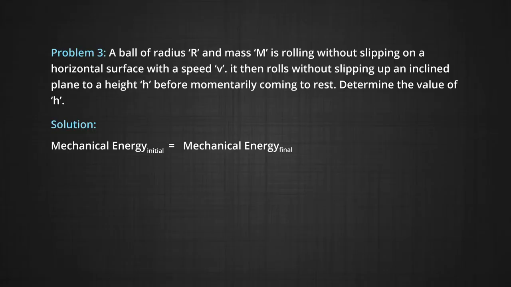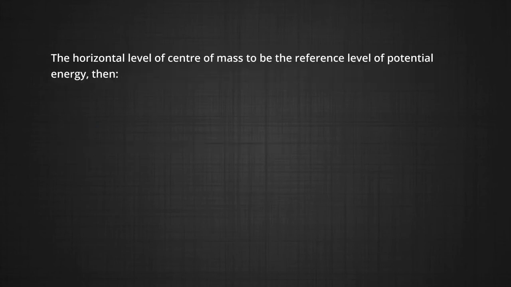Let's solve this problem. As static friction is involved here, which will not do any work, conservation of mechanical energy can be used. Initial mechanical energy will be equal to final mechanical energy. That means initial kinetic energy plus initial potential energy will be equal to final kinetic energy plus final potential energy. Considering the horizontal level of the center of mass to be the reference level for potential energy, we can write initial kinetic energy as half m v_cm square plus half I_cm omega square, because initially the body has both the rolling and the translatory motion.